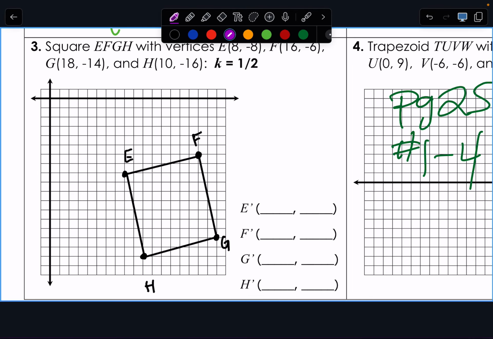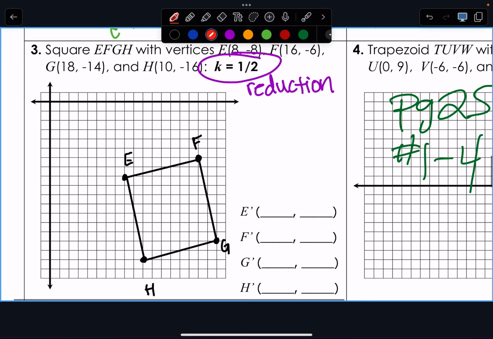Our scale factor in number 3 is 1/2. What does that mean? Is it an enlargement or a reduction? We have a reduction. Okay, so our coordinate is 8, -8 for E.